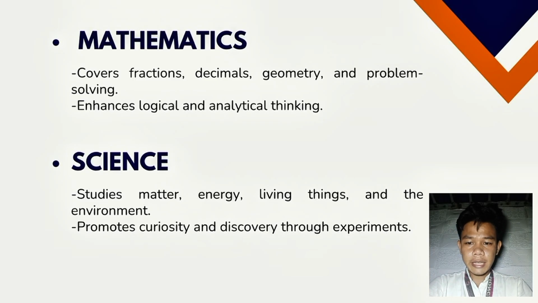The third one is the living things, are the organisms that have characteristics of life such as growth, reproduction, and response to stimuli. So for example, the animals, plants, fungi, and bacteria. Next is the environment. Environment refers to the surroundings and conditions that influence living organisms, including both the natural world and human-made settings. So those are the environment.